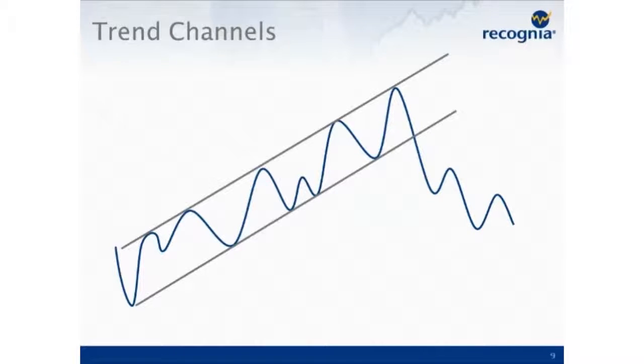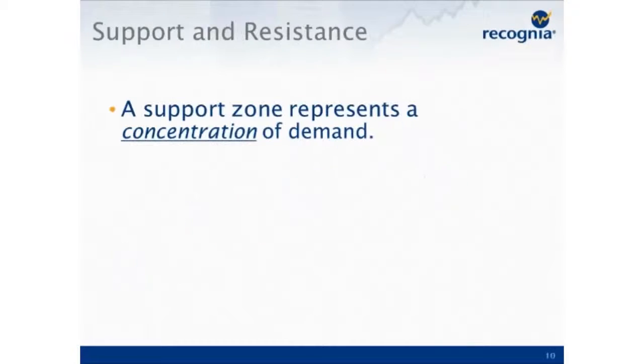When we break out above or below the trend channel, that can often be the start of a new bullish or bearish trend. And since we're talking a little bit about support and resistance levels, let's talk about what they are specifically. A support zone represents a concentration of demand. A support zone is where new buyers will come into the market at a certain price, creating a level of support.